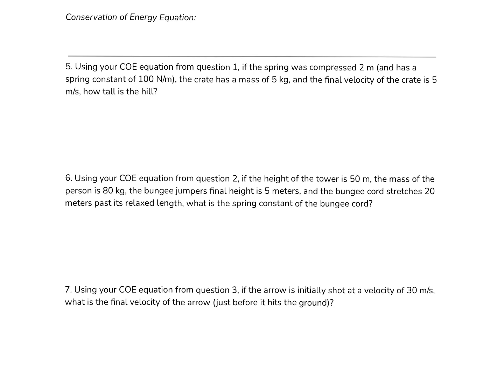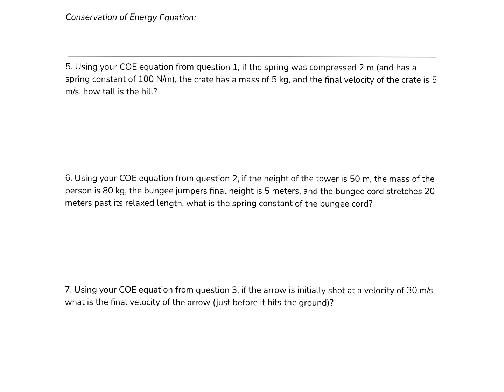So using your conservation of energy equation from question 1, if the spring was compressed 2 meters and has a spring constant of 100 newtons per meter, the crate has a mass of 5 kilograms, and the final velocity of the crate is 5 meters per second, how tall is the hill? Okay, so we're really focused on that final snapshot, determining how high that box is, how tall that hill is.